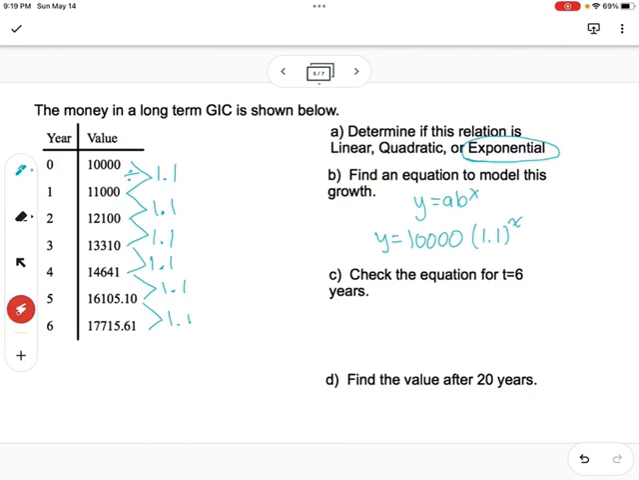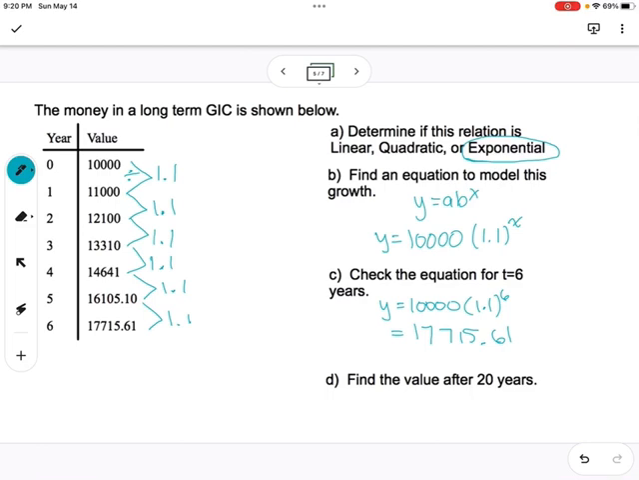So check the equation for t equals 6 years. If our equation is correct, if we put 6 as x, we should get the value that is in our table here. So y equals 10,000 times 1.1 to the exponent 6. And we get 17,715.61 as our answer. So that gives us the verification that our equation is right.